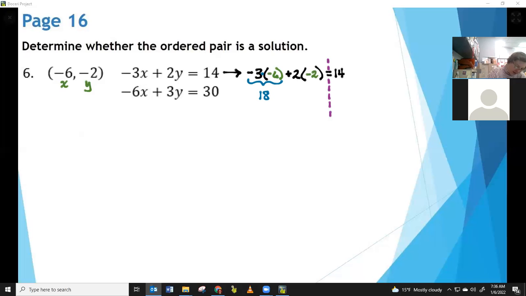Yes, absolutely right, Anaya. We're going to multiply the 2 and the -2 together, and we're going to get -4. So I end up with -4. What is 18 minus 4? 14. Thank you, Griffin. What did we have on the other side? Same thing, 14. These are equal. Am I done? Can I say that this is a solution?